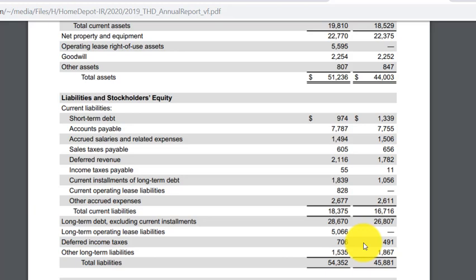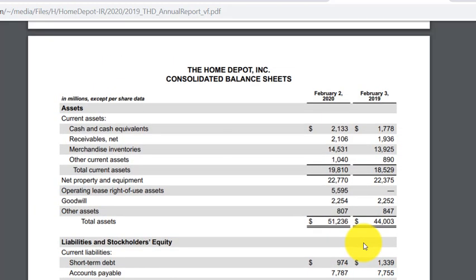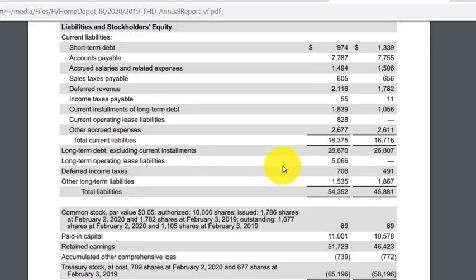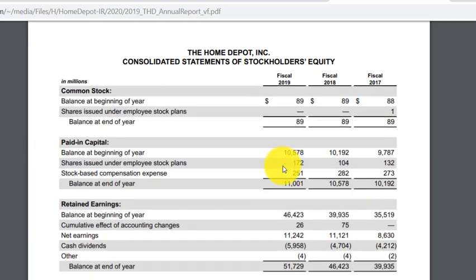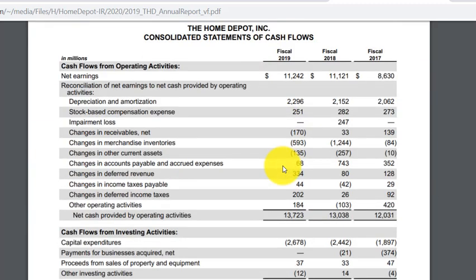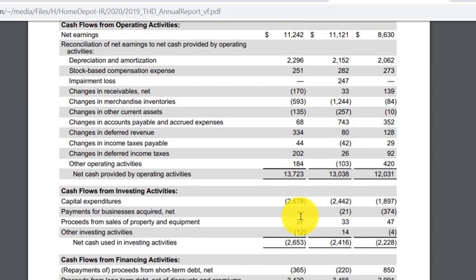And we've got the two years, so we can see the change. And then, of course, the cash flow is the change in the cash from 1.7 billion up to 2.1 billion. And that is this statement. Cash flows. Here's your operating. They had 13. That's a positive, right? You know that's cash coming in.